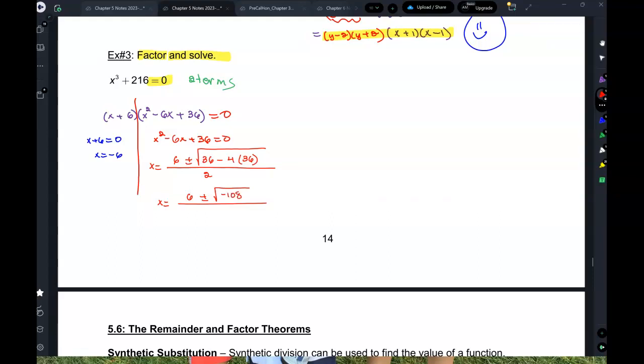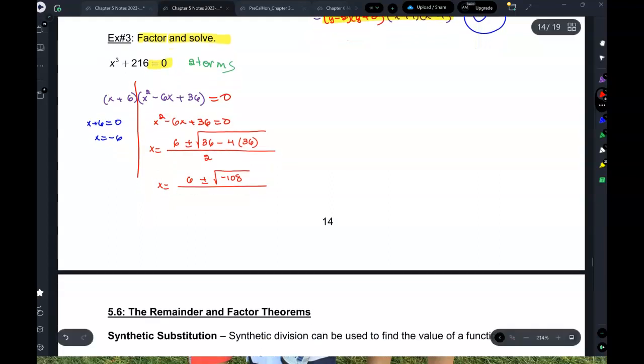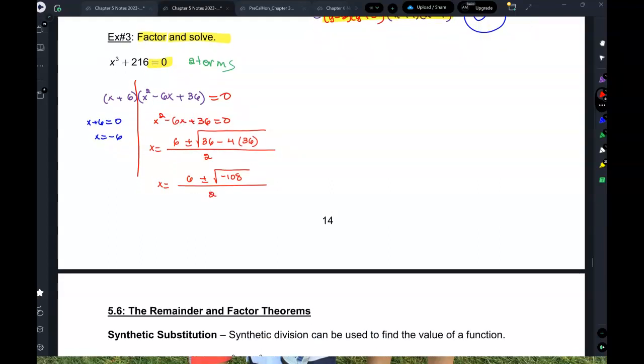Do it again. 36 minus, okay, negative 108 over 2. Okay, so what are we going to do about the 108 now? Let's see what we can do. It's a negative, so the i is going to come out. Okay, let's do things one by one. Okay, guys, one step at a time. So the 108, 2 and 54. Okay, let's do it again. 2 and how many? 27.